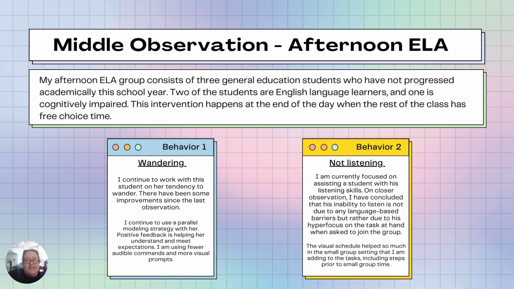I did notice that the student is not listening not due to a language based barrier, but rather hyper focusing on the task that's in front of him when asked to join the group. So, the visual schedule has helped so much in the small group setting that I am adding to that task and including the steps prior to small group time to help him move forward with that.